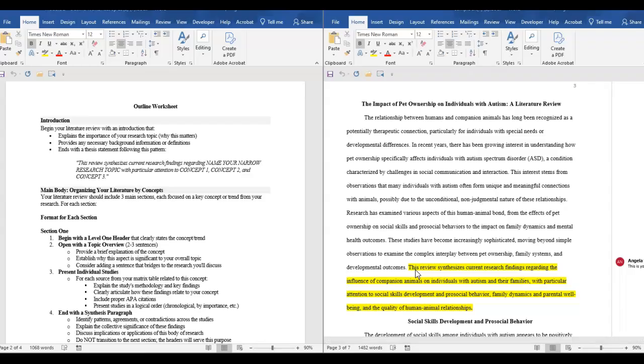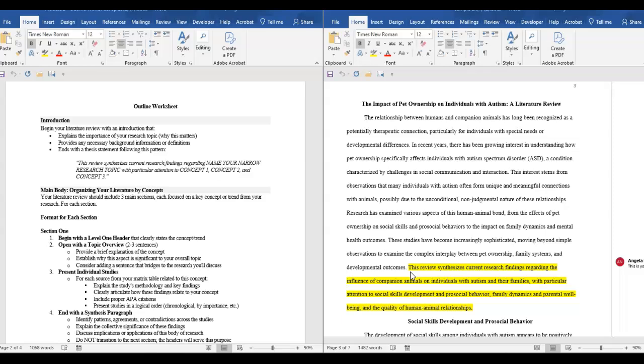You can call it a purpose statement. Your thesis will follow this particular pattern. You will say this review synthesizes, or this review explores, or you're going to pick some verb that really does get at the heart of what you're doing. This review synthesizes current research findings, or you could say this review explores research from 2020 to 2025. You could give the dates.